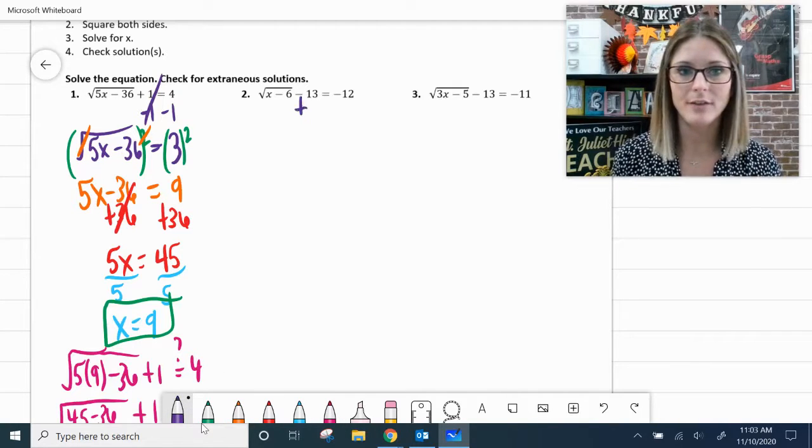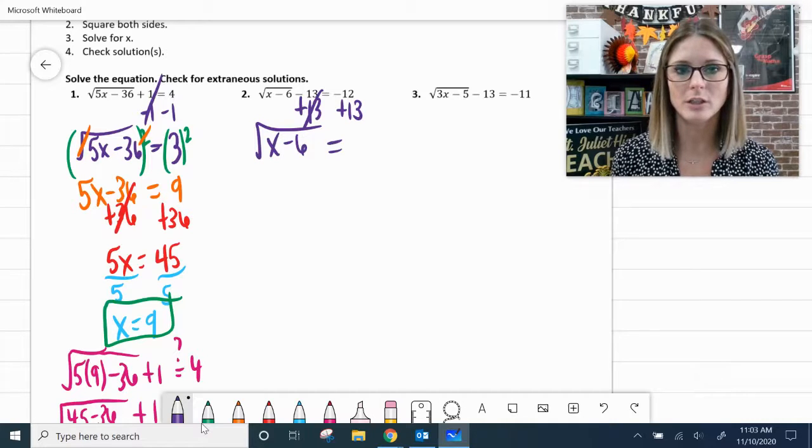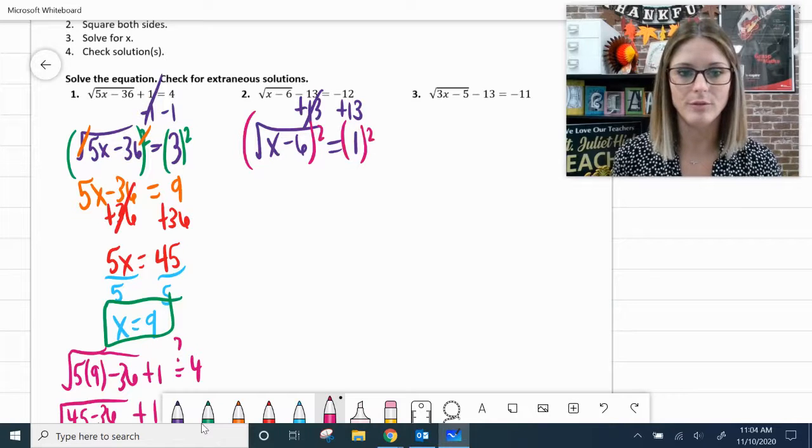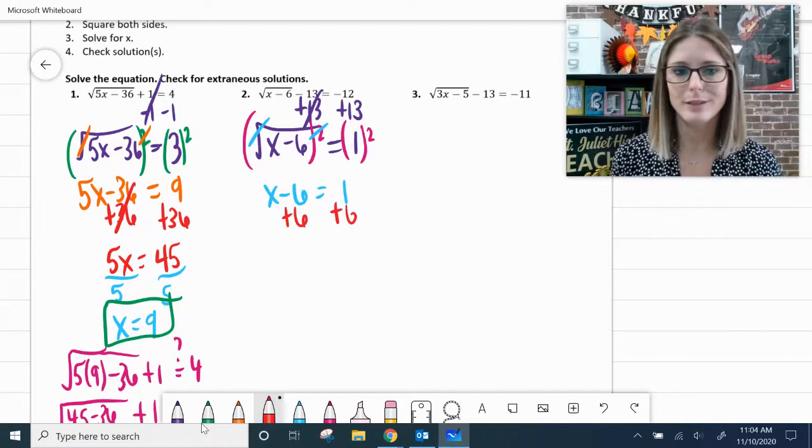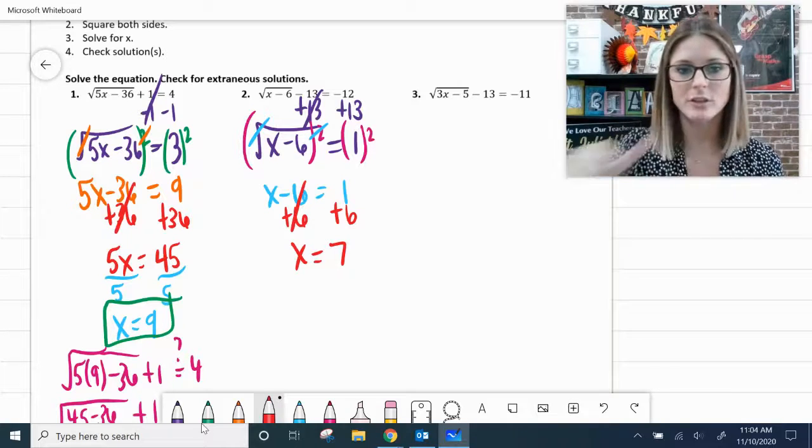Isolate your radical first. So add 13 to both sides so the radical is completely alone. Negative 12 plus 13 is 1. Once your radical is isolated, you are going to square both sides to undo that radical. That gets x minus 6 completely alone, and 1 squared is 1. One-step equation, add 6 to both sides. X equals 7. Looks like a good final answer.